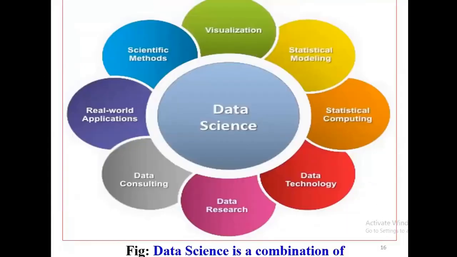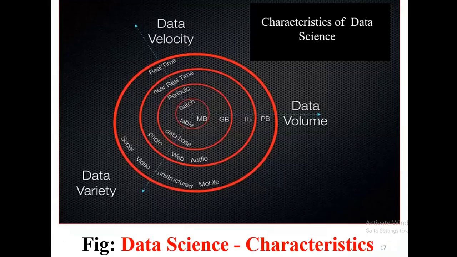Data science is a combination of visualization, statistical modeling, statistical computing, data technology, data research, data consulting, real-world applications, and scientific methods. There are three important characteristics of data science. Data volume: what is the size of the data we are handling in the real-time environment? Data variety: how many types of files we are handling? Audio, video, text, graphics, animation, etc. Data velocity: what type of databases we are handling? Batch processing, periodic data, near-time data, real-time data, legacy data, old data.